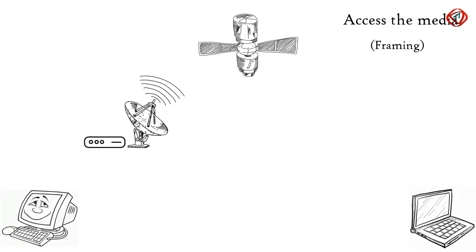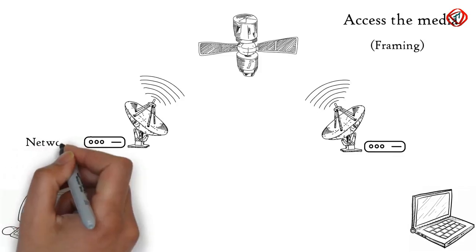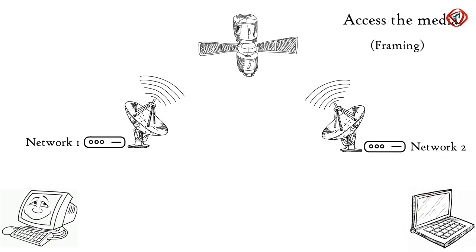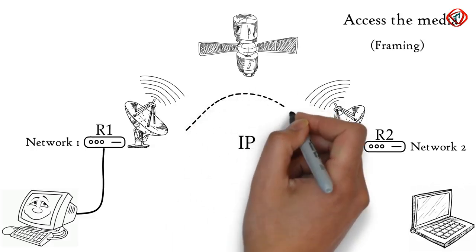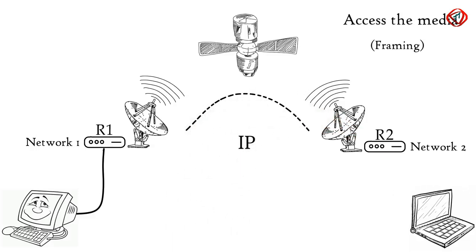Consider two distant hosts, a laptop and a desktop, communicating with each other. As laptop and desktop are connected to different networks, so they will be using network layer protocols, IP for example, to communicate with each other. In this example, desktop is connected to router R1 via an Ethernet cable. Router R1 and R2 are connected via a satellite link, and laptop is connected to router R2 via a wireless link. Now, desktop wants to send some data to laptop.